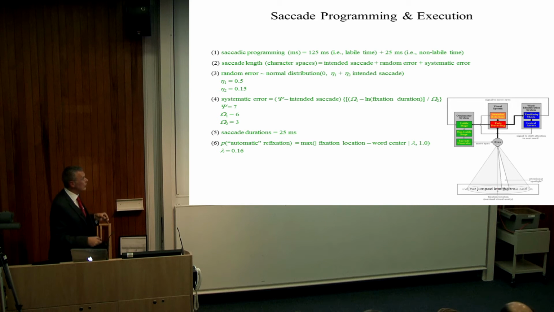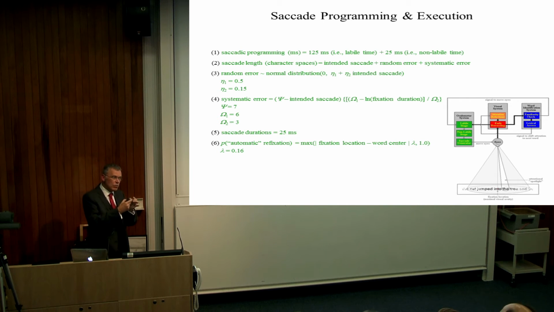So the intuition here is that saccades that move the eyes towards either edge of a word, those fixation locations are very poor in terms of being able to process the word quickly. So there's a tendency to very quickly move the eyes back towards the center of the word.